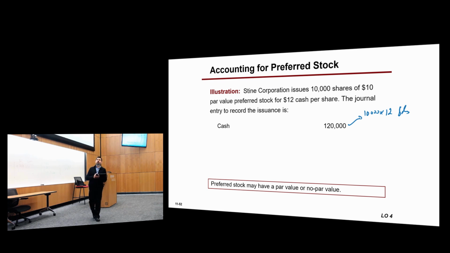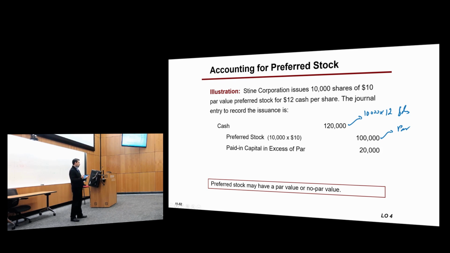Preferred stock could have a par value, it could have no par value. In this problem, does it have a par value? It has $10 par value. So preferred stock will be 10,000 multiplied by $10 per share. So this is the par value. The difference between the two will be credited to paid-in capital in excess of par value for preferred stocks. Do you have any questions about this? This is the same way, but instead of common stock, we're talking about preferred stock.